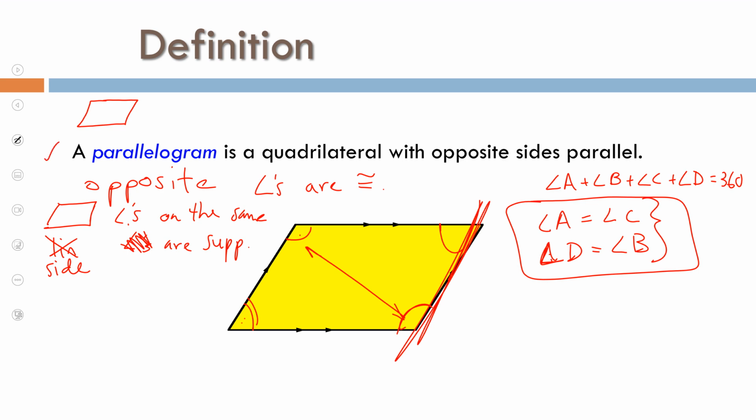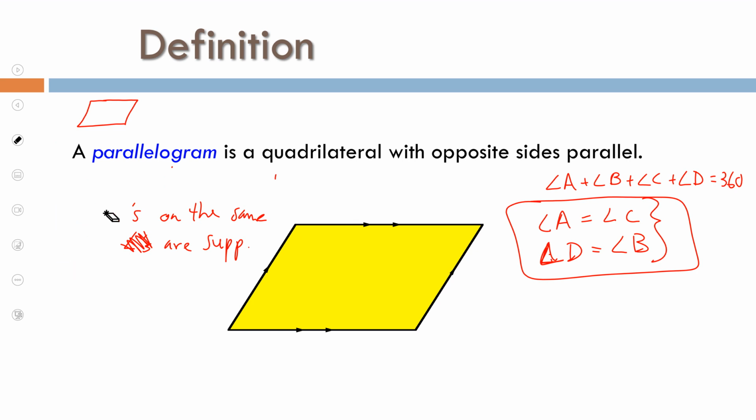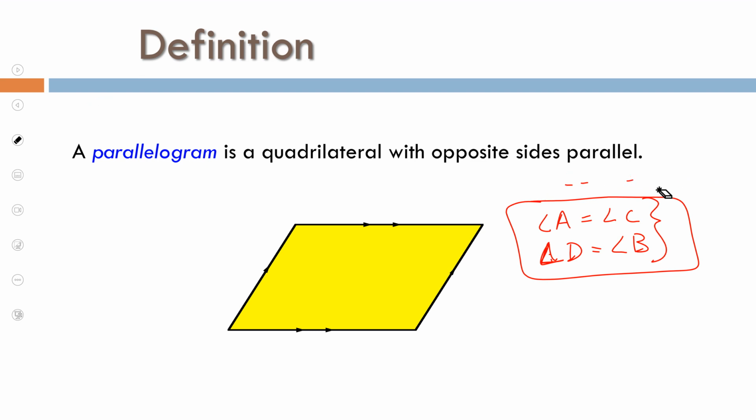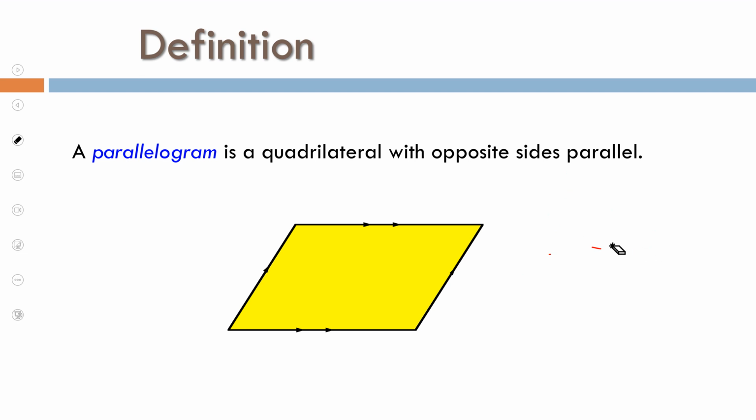Okay, so what do we know? We know the opposite sides are parallel by definition. We've established that the angles that are on the same side are supplementary. We've established that the opposite angles are congruent to each other or equal to each other. What else? Let me clean up some of this mess here. I'm going to put the labels back in there so we can discuss that. A, B, C, D. What else?